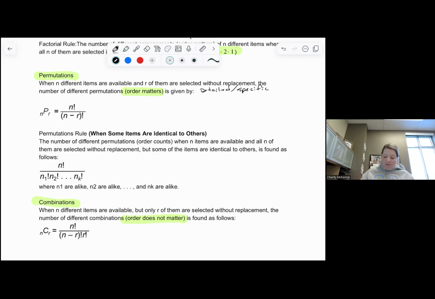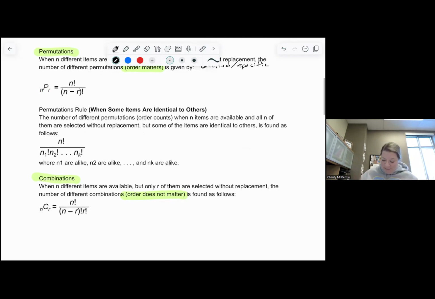Another example of combinations would be a committee or cards. Those are the 2 big ones there. Committees and cards. I did spell committee right; it looks weird. I was thinking there was only 1 M in committee, but there are 2. Okay.